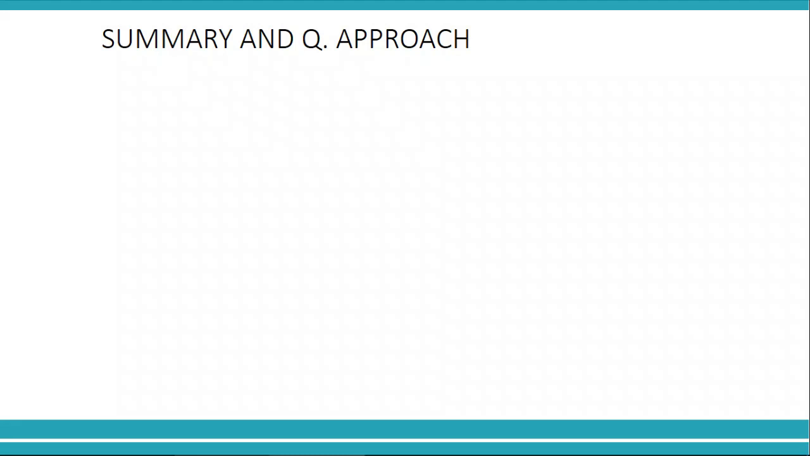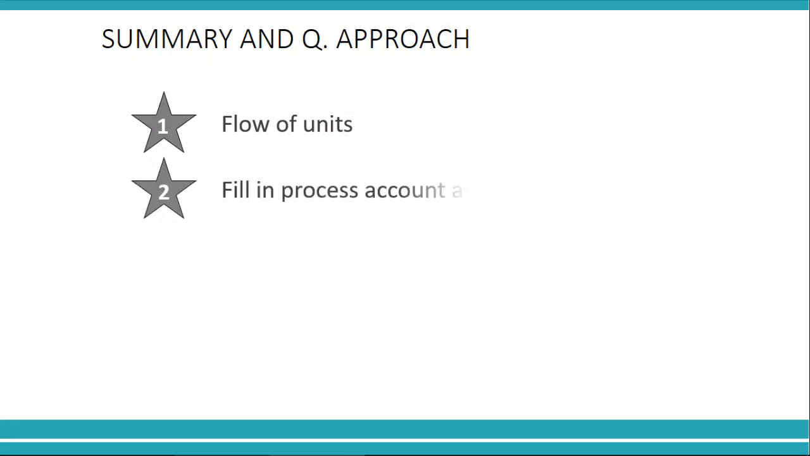So summary and question approach, how do you do it? The rule is, first you need to calculate the flow of units. How many units are input, how much is good output, how much is normal loss, abnormal loss, or probably some opening work in process units and closing work in process units. Fill in the process account as far as possible. As far as possible means that you add on the left side material, labor, overhead. You write down the value or cost of normal loss, which is usually given in the exam question, and then you need to further calculate your cost of good output.